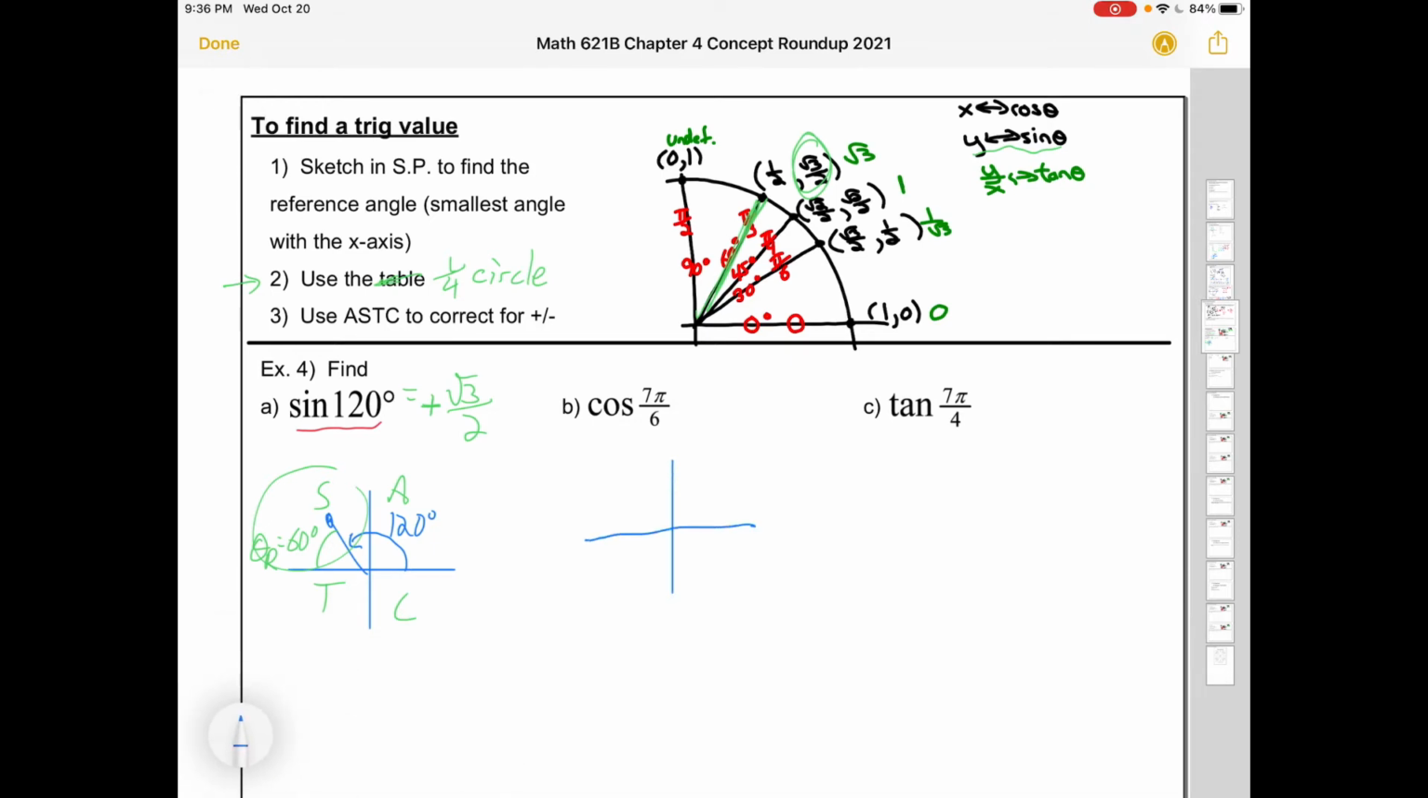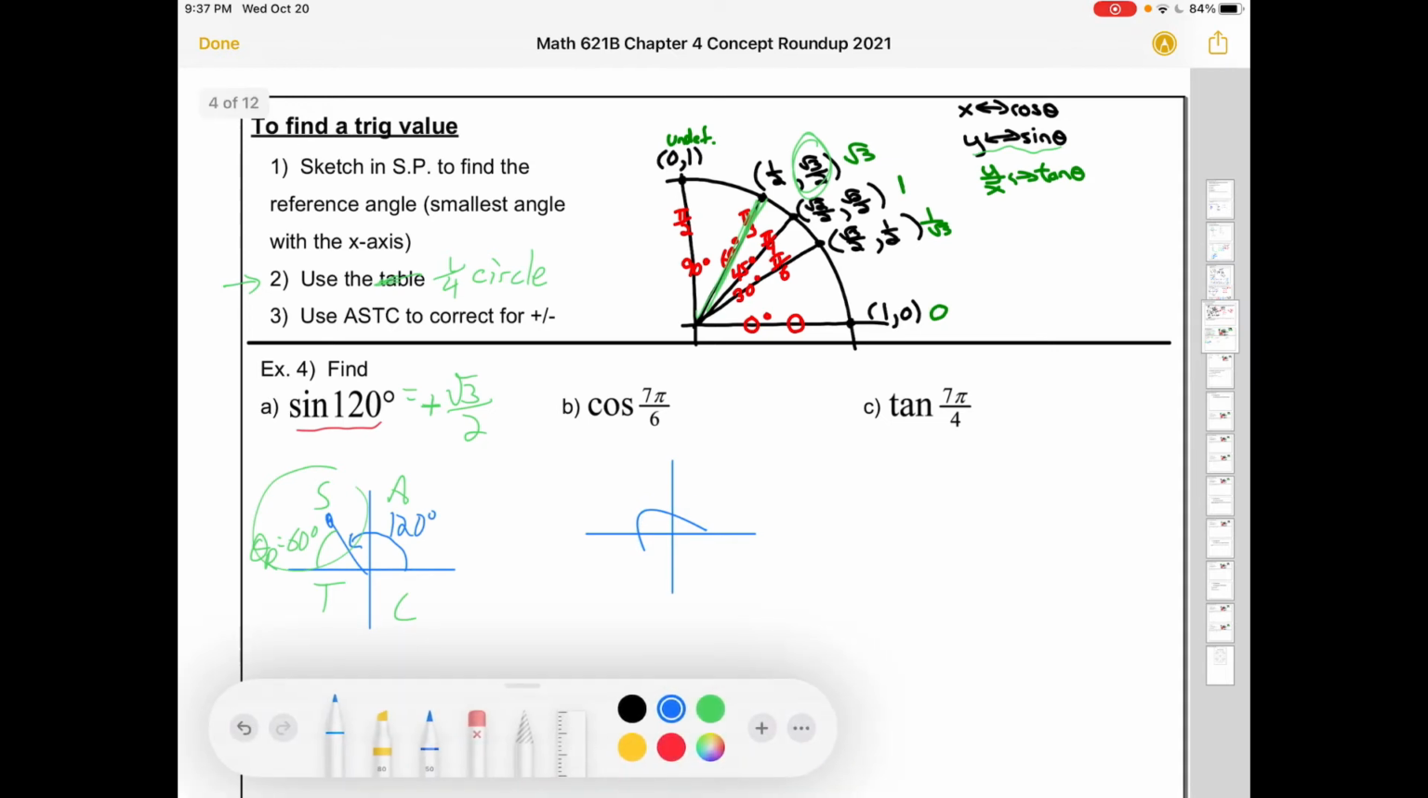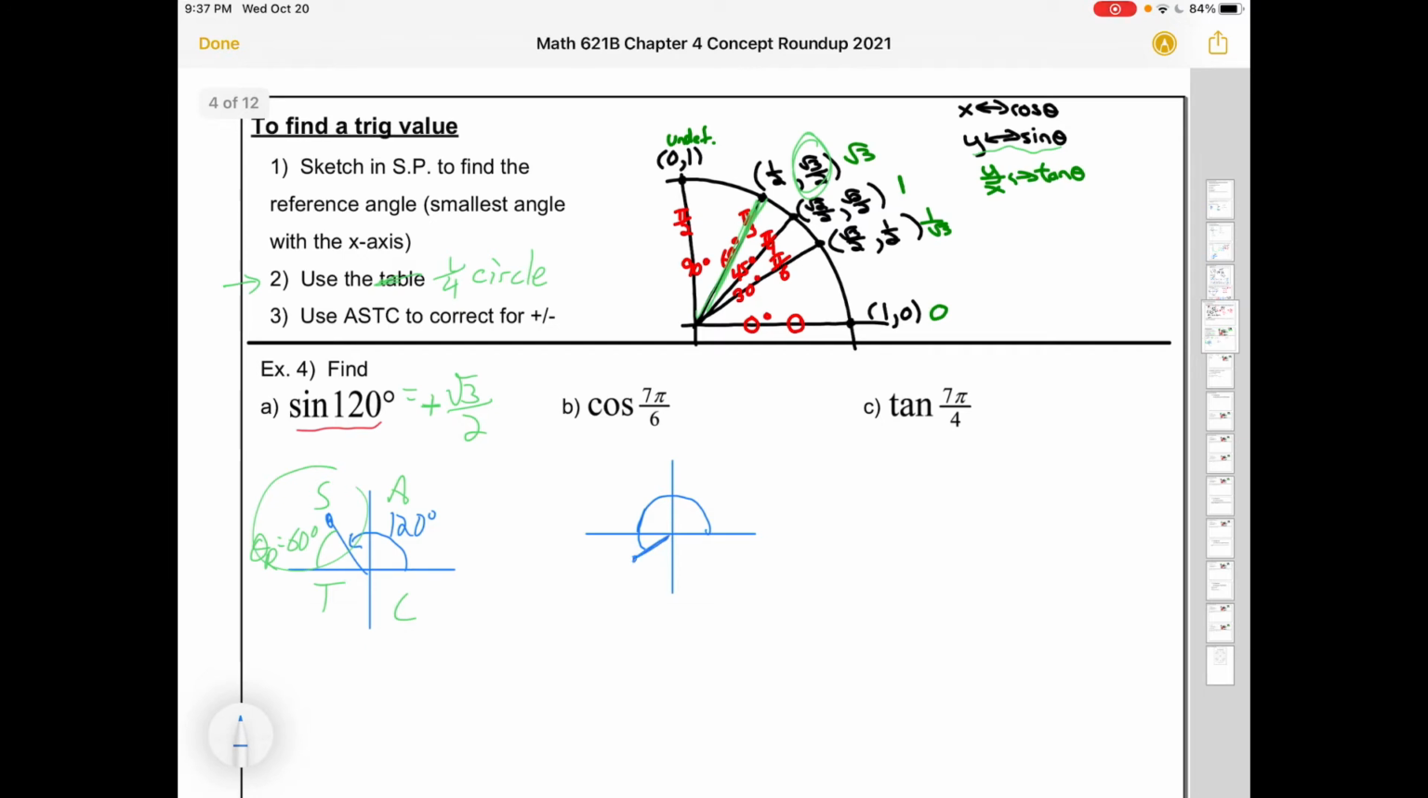So 7 pi over 6. If you want, you can turn this into degrees. I'm just thinking 6 pi over 6 gets me to there. Oh, and it wants to make a nice circle for me, and it wants to do other fancy things. Let's try this again. There it is, drawn to 7 pi over 6, or 210 degrees.